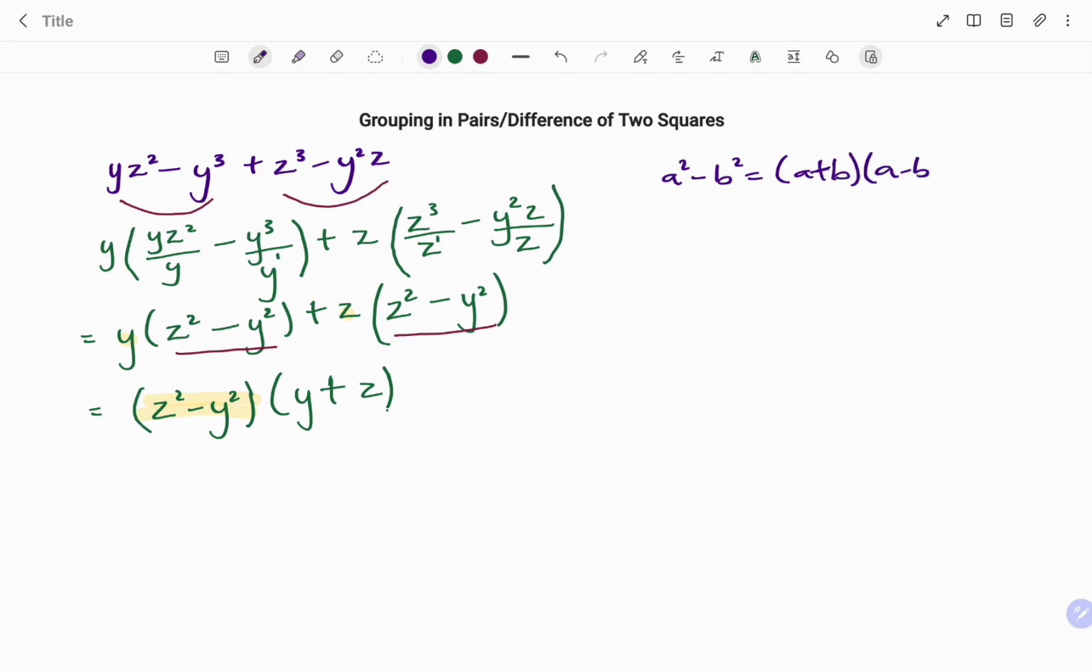and a minus b. So applying that rule, my final answer will be, this time around my z is my a and my y is my b. So having my 2 brackets, I have z plus y, z minus y, and my last factor, y plus z. Let's look at the next example.